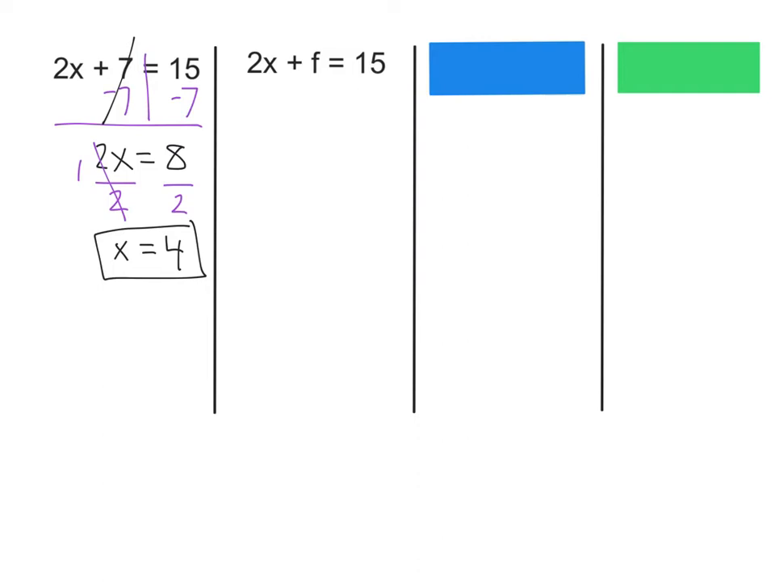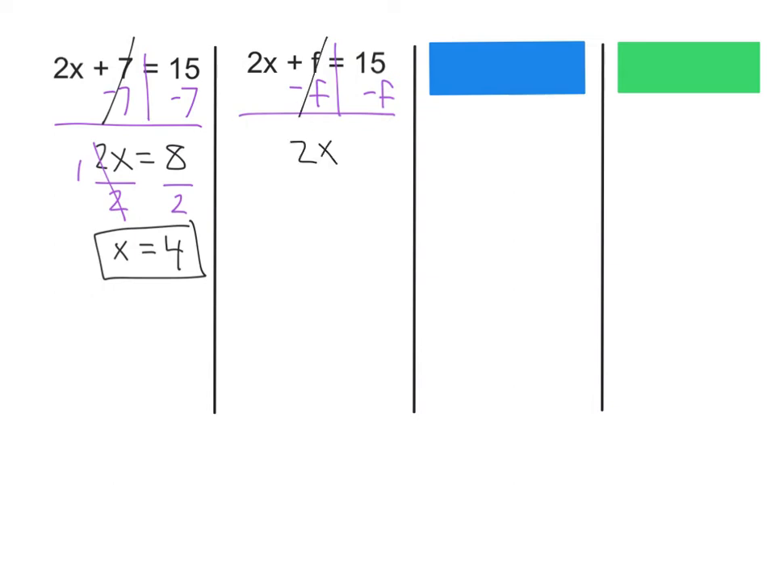2x plus f equals 15. Okay, so same first step as we had right here. We're going to get rid of whatever's being added. F is being added, so we're going to subtract f to both sides of the equal sign. Make sure an equation is always balanced. Whatever you do to one side of the equal sign, you have to do to the other side because it keeps it balanced. These cancel.